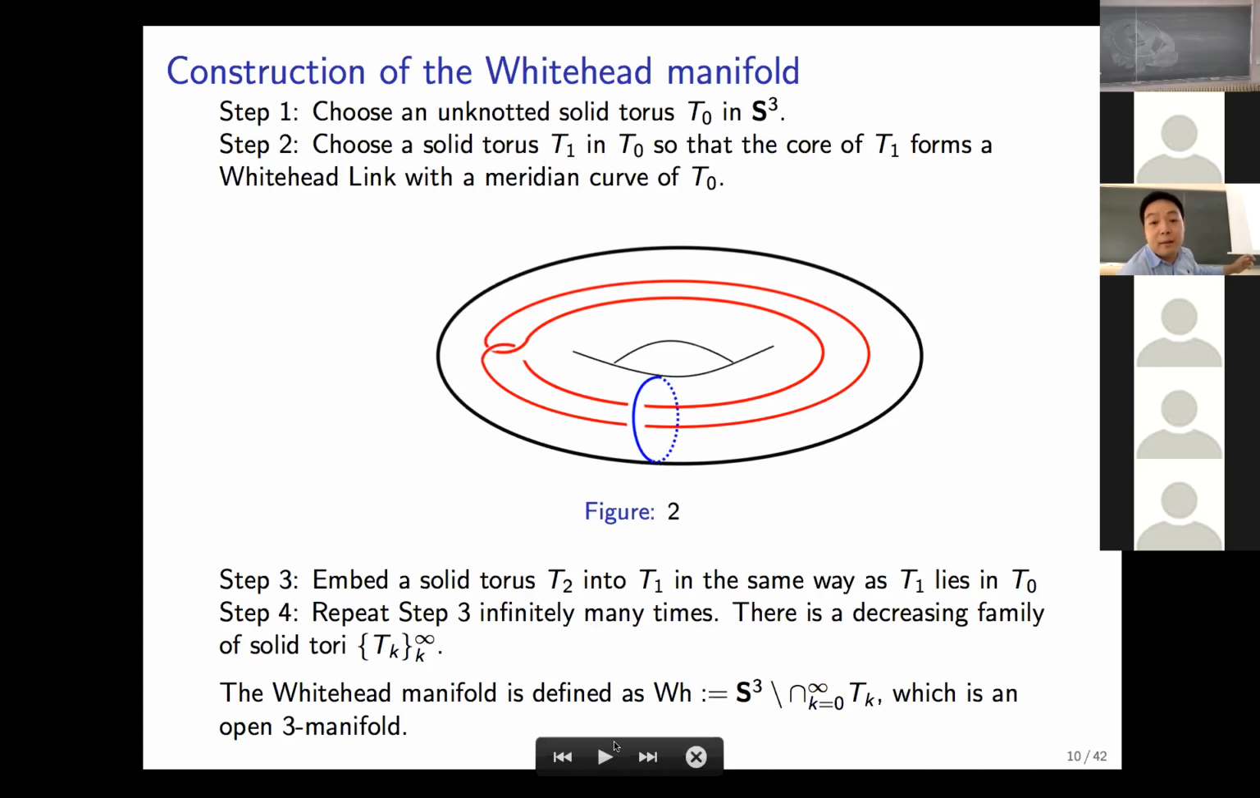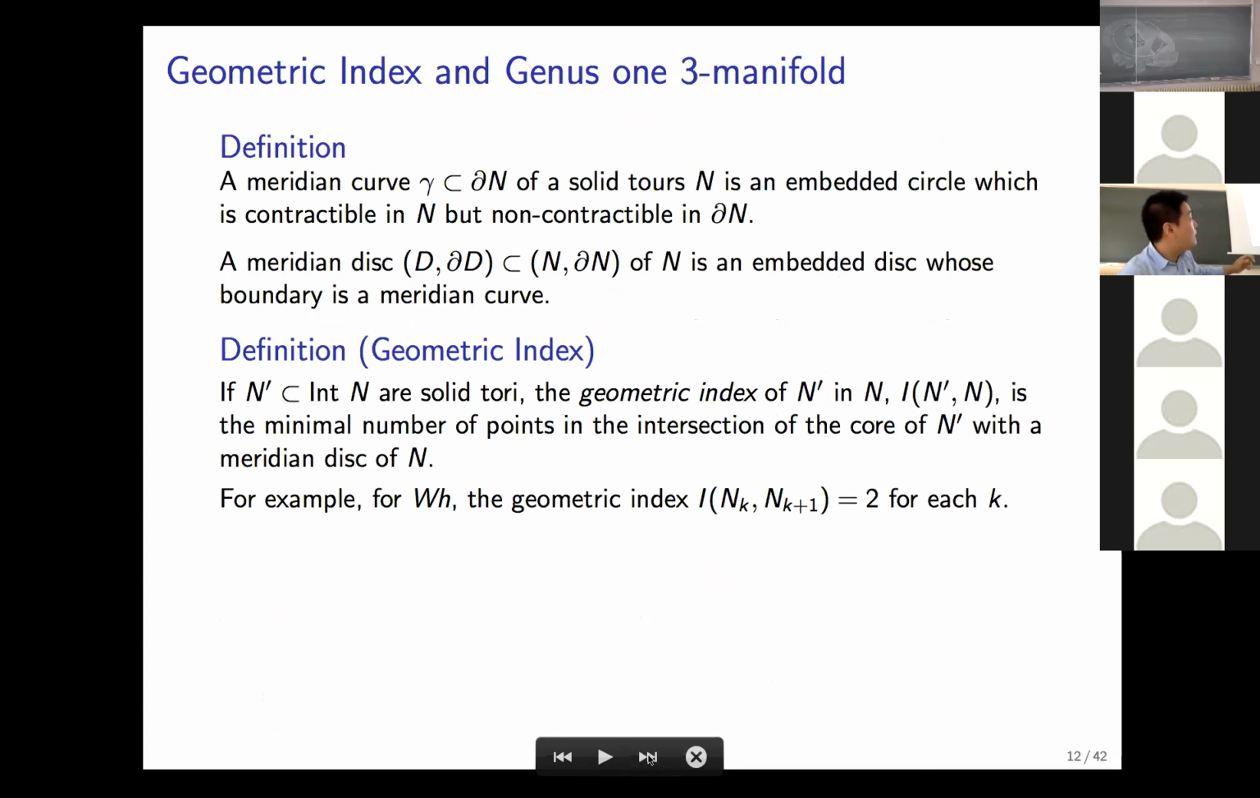Okay. And so we know, for example, in the Wang manifold, the geometric index of N_k in N_{k+1} is equal to 2 for each k. This is important for the proof.